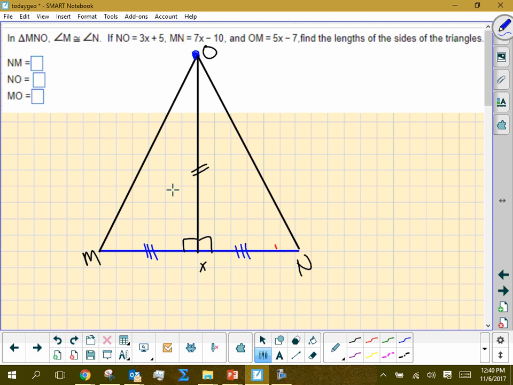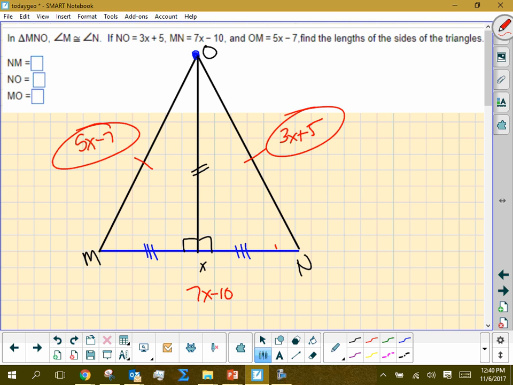So these two triangles are congruent, and it tells you basically that segment there and that segment there are congruent. Okay. And NO was 3x plus 5, and MN was 7x minus 10, not really something I need for this question, just extra information. And OM is 5x minus 7. So those two things are equal, right? And that's how you're getting the values for NM, NO, and MO. Like I said, you set that equation, you solve that for x, and then plug back in.